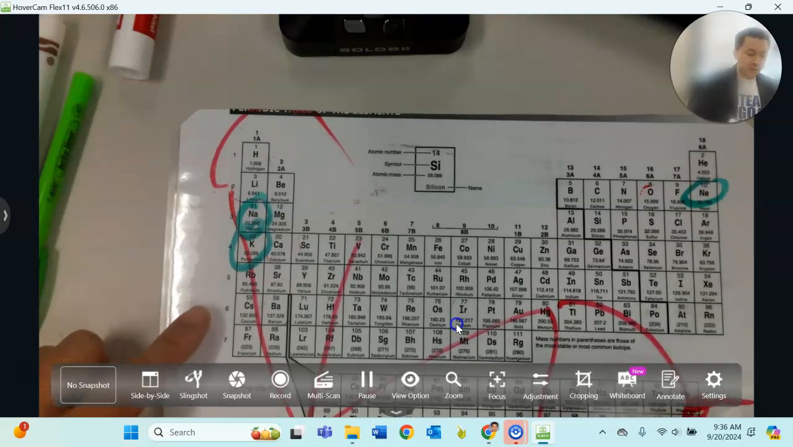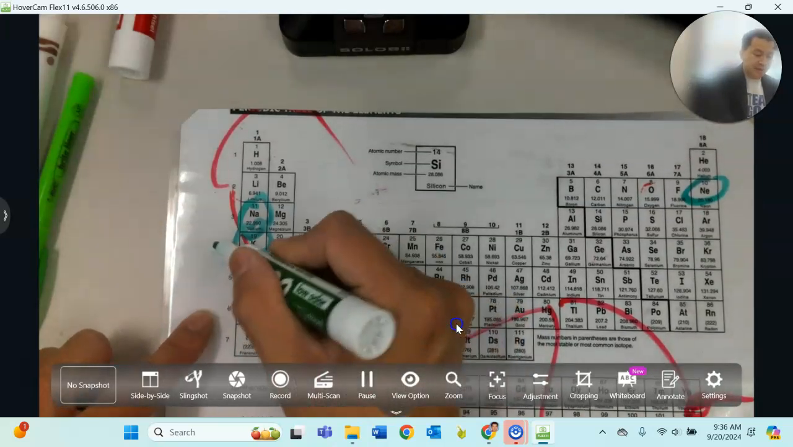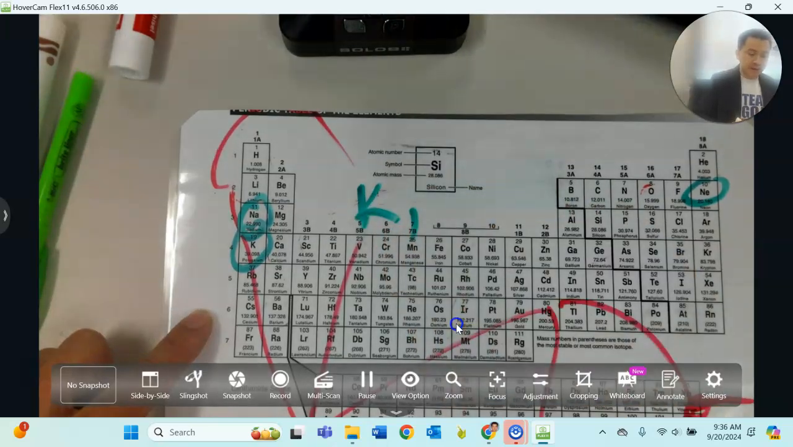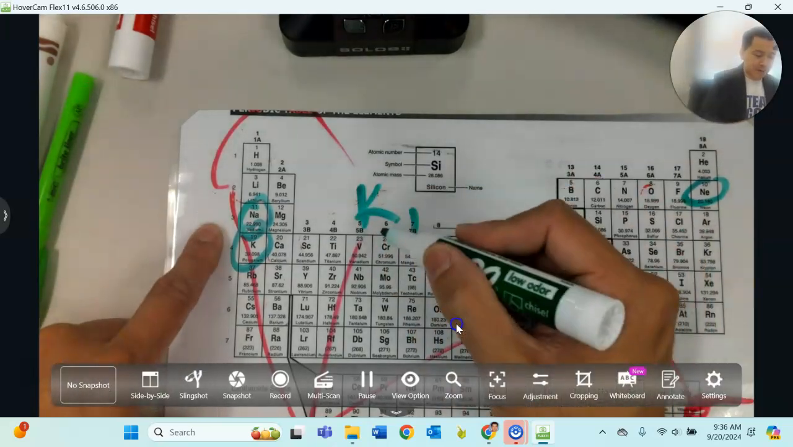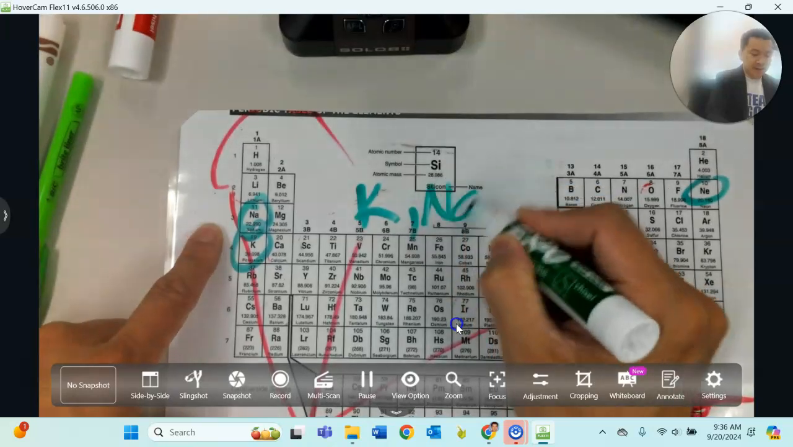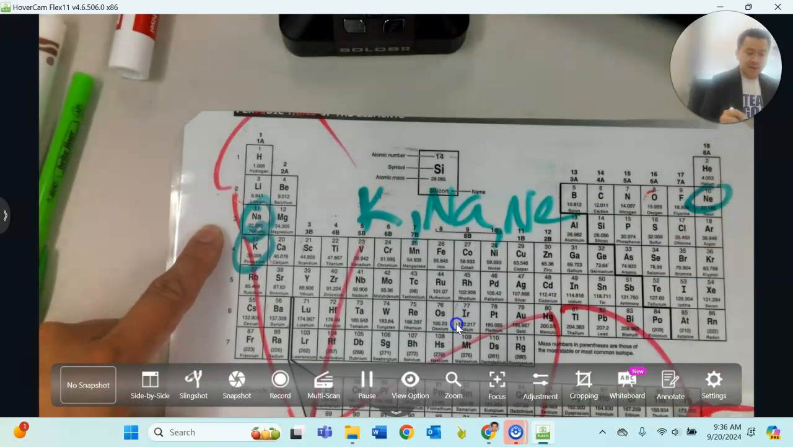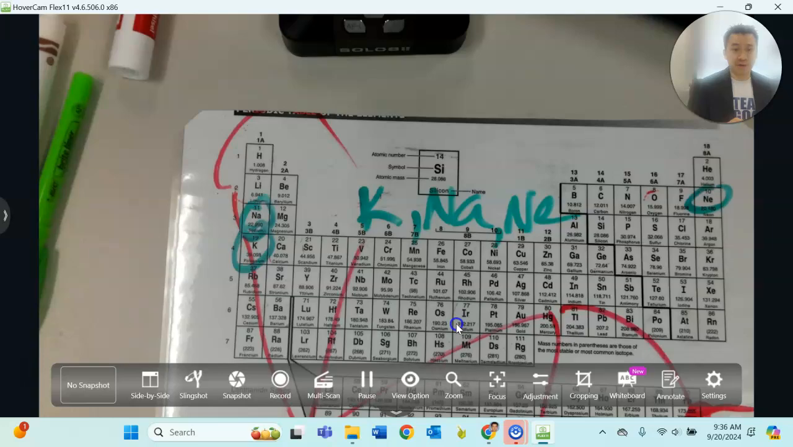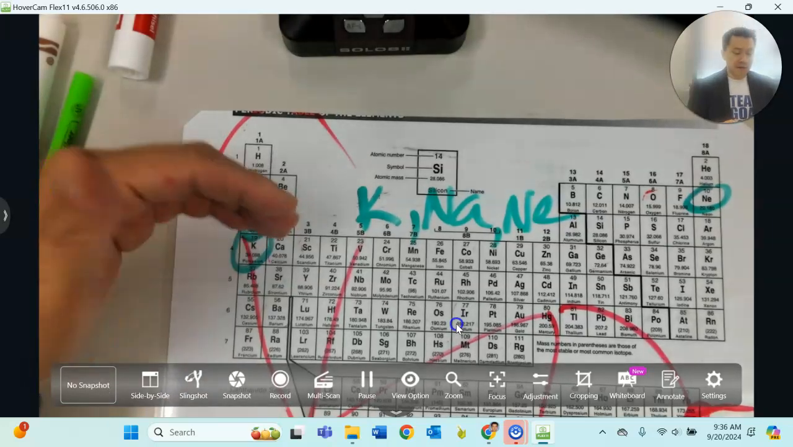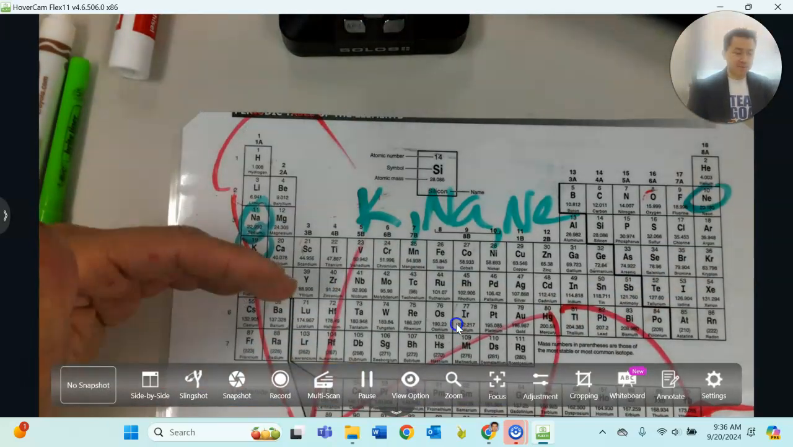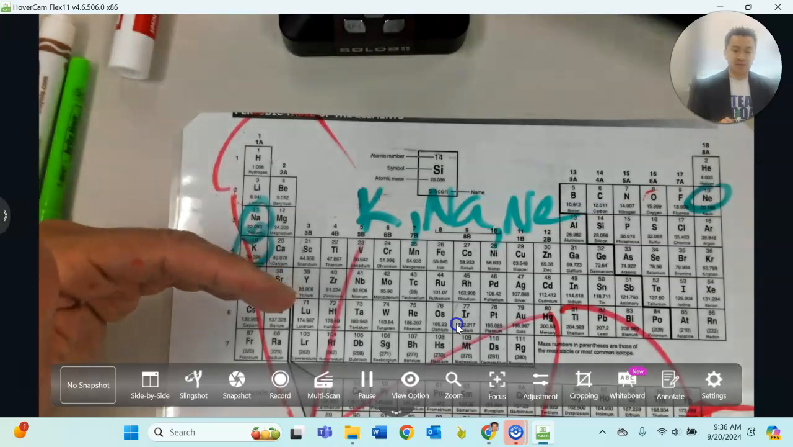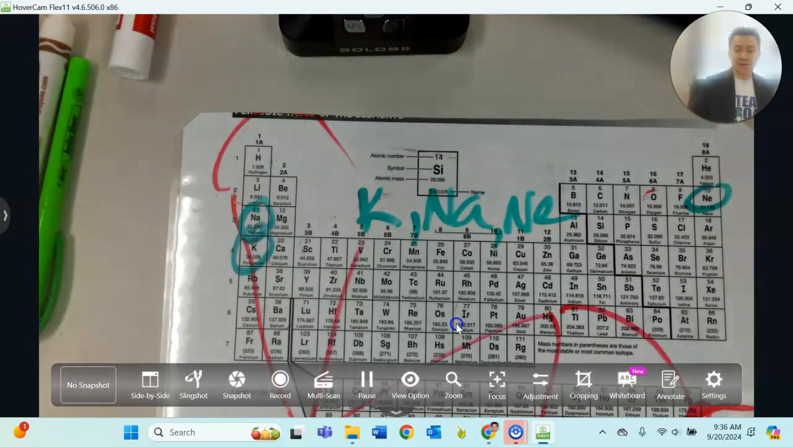So the lowest one, from increasing, is K. So K would be the first one. And then the second one is Na because Na is a bigger atom, and Ne would be the highest electronegativity. Okay, K, Na, and Ne. So bigger atom, lowest electronegativity. All right. So practice on these.